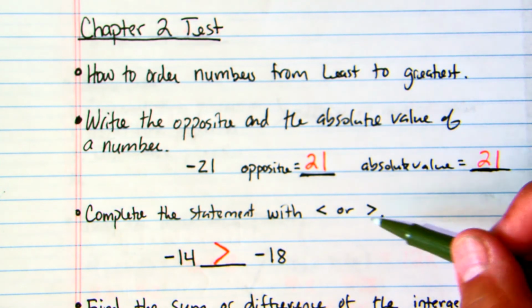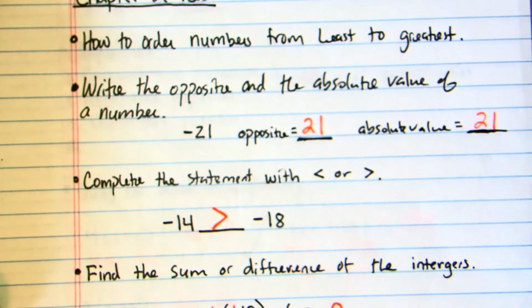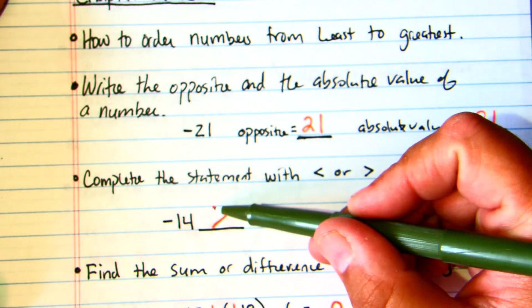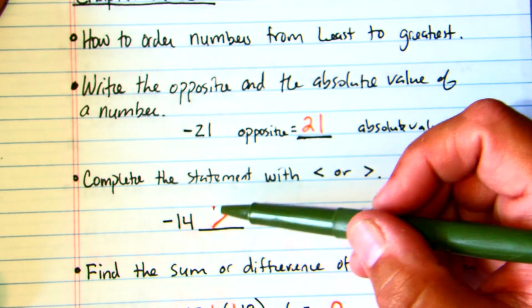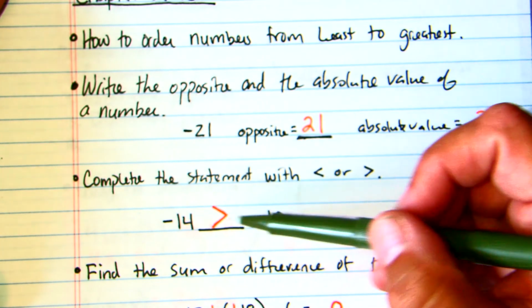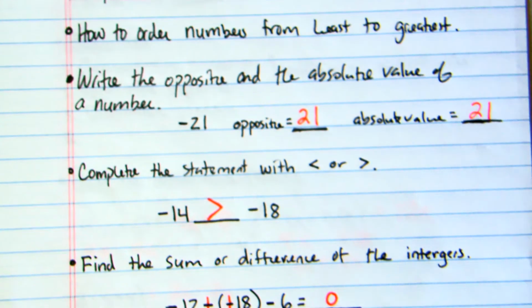Complete the statement with less than or greater than. In this statement, negative 14 is greater than negative 18. And the sign is, some people have learned, the alligator eats the larger, or in this situation, it's pointing to the right. So we're just showing that it's greater than.